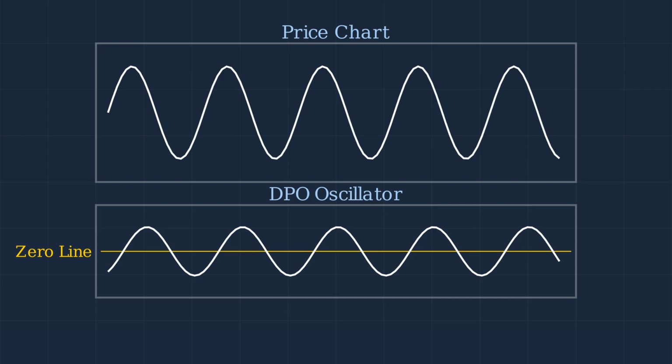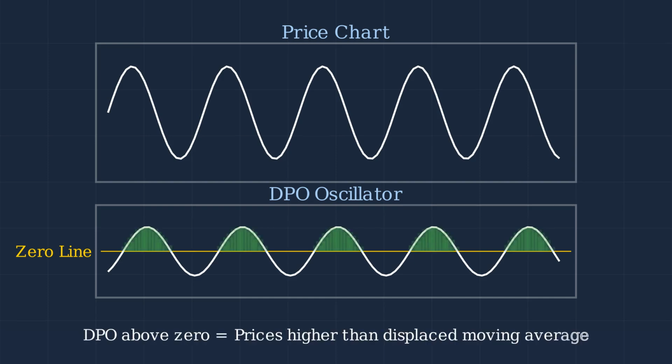When we look at a price chart and its corresponding DPO indicator, we can see how the oscillator moves above and below the zero line as prices fluctuate. When the DPO is above the zero line, it indicates that prices are higher than the displaced moving average. This suggests potential overbought conditions in the market. When the DPO reaches extreme values above zero and begins to turn down, it often signals a potential price reversal to the downside.